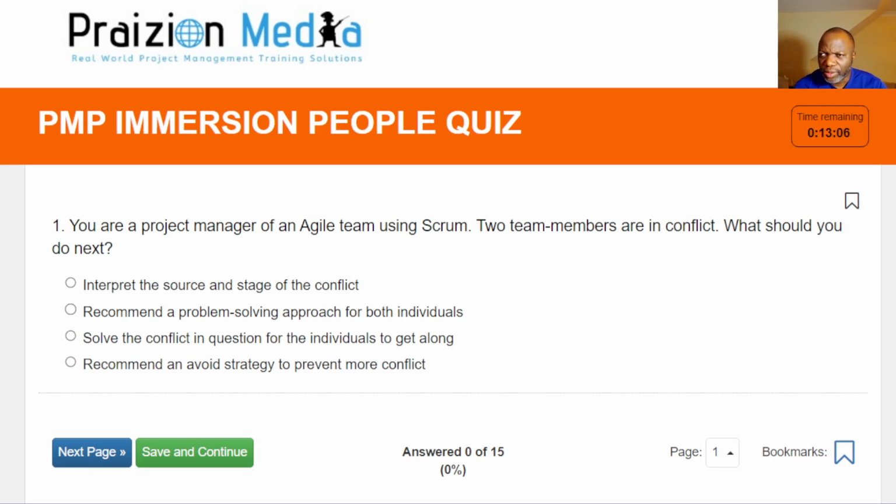It reads, you are a project manager of an Agile team using Scrum. Two team members are in conflict. What should you do next? Should you interpret the source and stage of the conflict? Should you recommend a problem-solving approach for both individuals? Should you solve the conflict in question for the individuals to get along? Or should you recommend an avoid strategy to prevent more conflict?